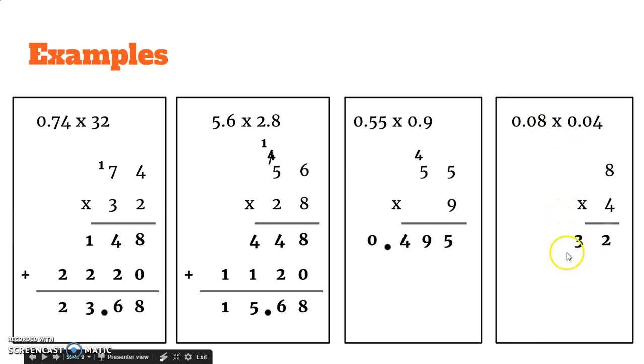I only have 3 and the 2 so far, which means I'm going to have to add 2 zeros in front of that 3, and then I can put my decimal point down. So now I have 4 digits behind the decimal, and again, put that 0 up in front of the decimal.